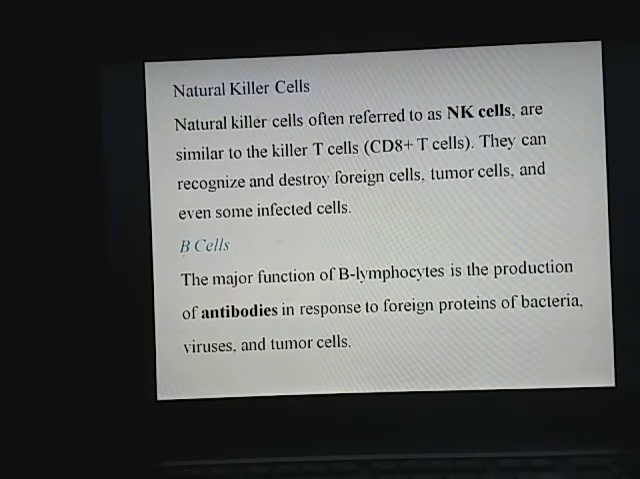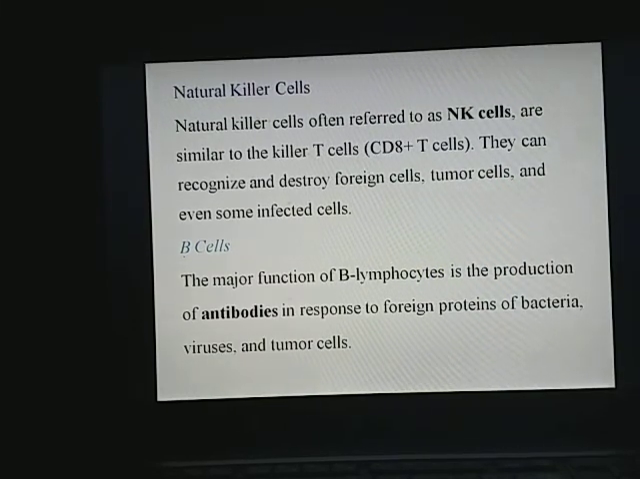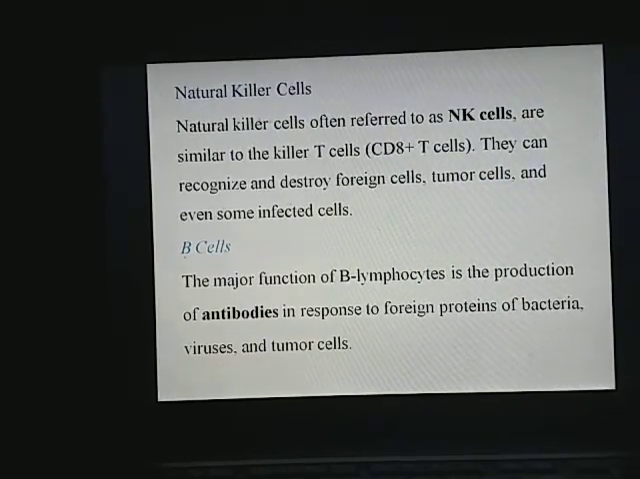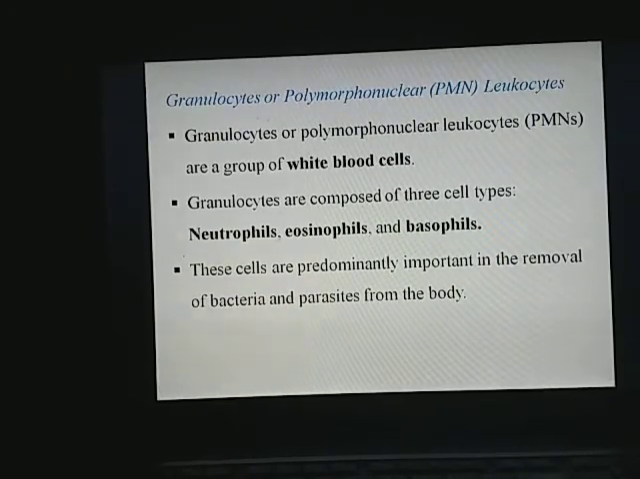Then B cells. The major function of the B lymphocyte is the production of antibodies in response to foreign proteins of bacteria, viruses, and tumorous cells. Then granulocytes or polymorphonuclear leukocytes. Granulocytes are a group of white blood cells composed of three cell types: neutrophils, eosinophils, and basophils. These cells are predominantly important in the removal of bacteria and parasites from the body.